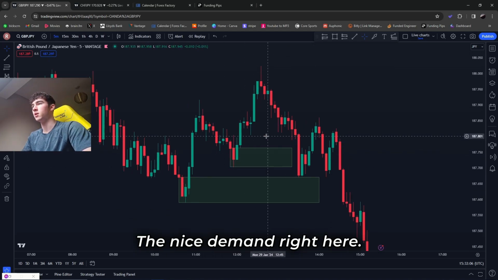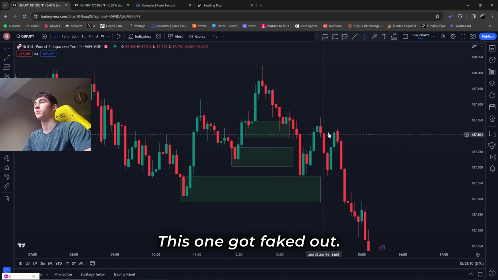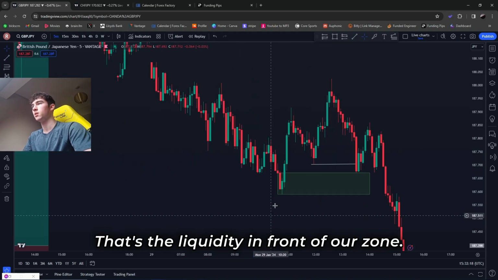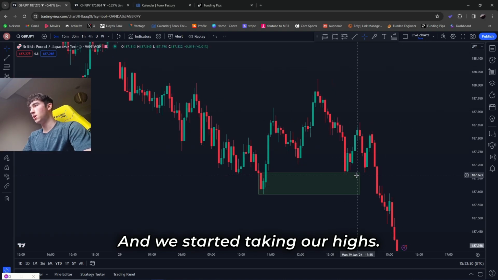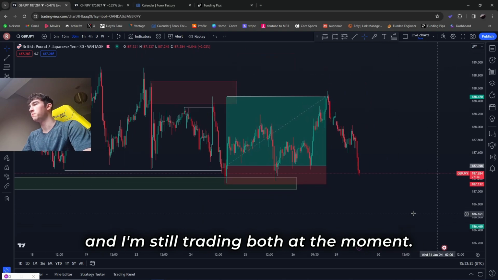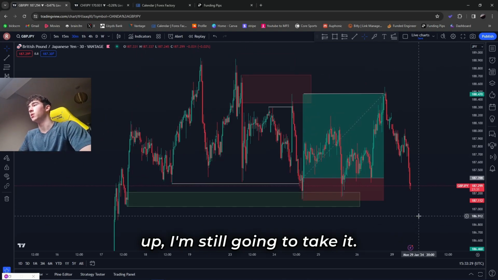The nice demand right here, also a demand here. This one got faked out. This one it just crashed straight through. That's the liquidity in front of our zone, and we started taking our highs. So that was a 5-minute trade from today, and I'm still trading both at the moment. If a clean 5-minute trade shows up, I'm still going to take it.